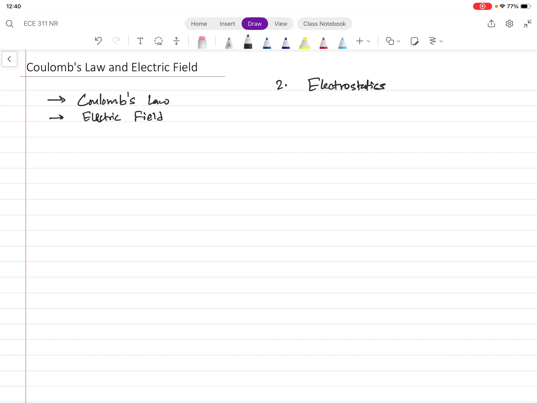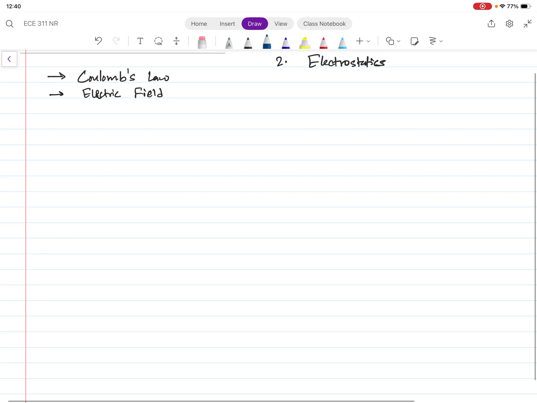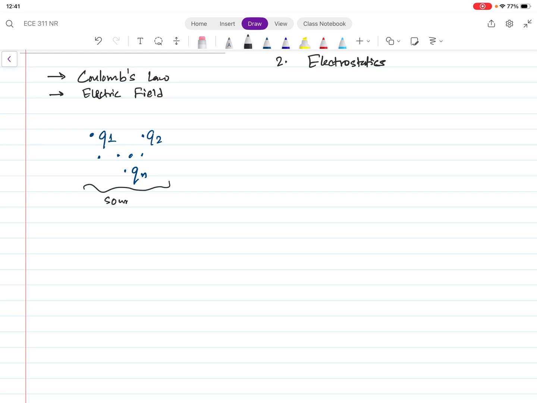So here is the fundamental problem that we are trying to solve in electrodynamics. Suppose we have a bunch of charges Q1, Q2, let's say we got more all the way through Qn. All these charges collectively are called source charges, and we are trying to determine what is the force exerted by these source charges on some test charge Q.